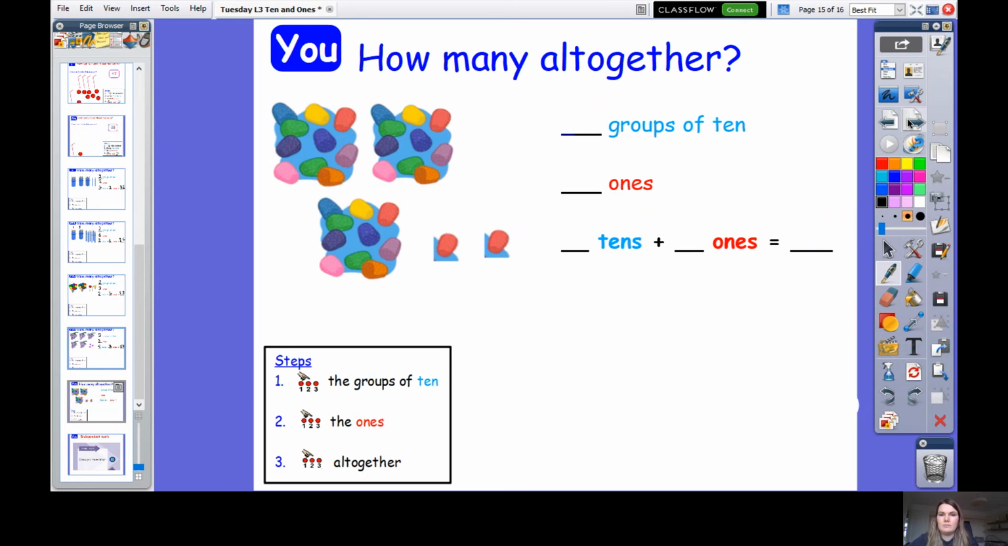All right, last one. This one you're going to do completely by yourself. What do you do first? Find your groups of 10. What do you do next? Find your ones. What do you do then? Add it all together. Okay. I'm going to give you 30 seconds again. Put me on pause and have a go.